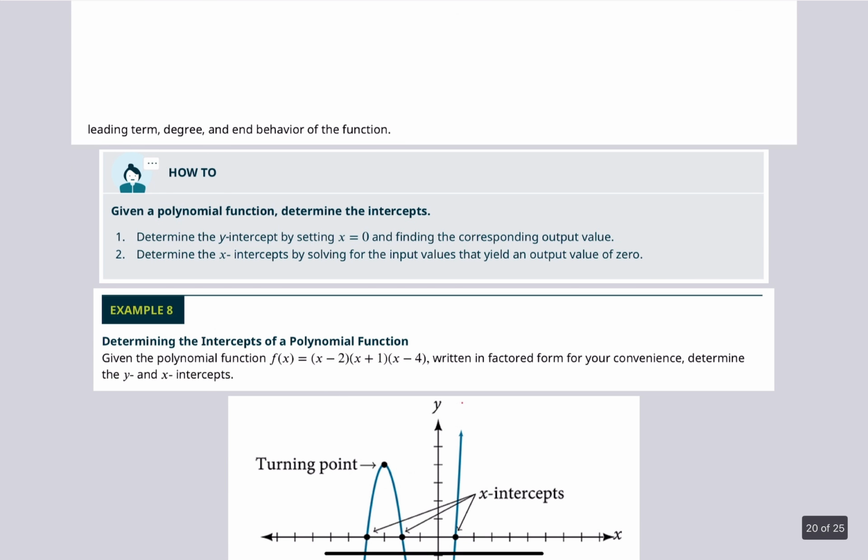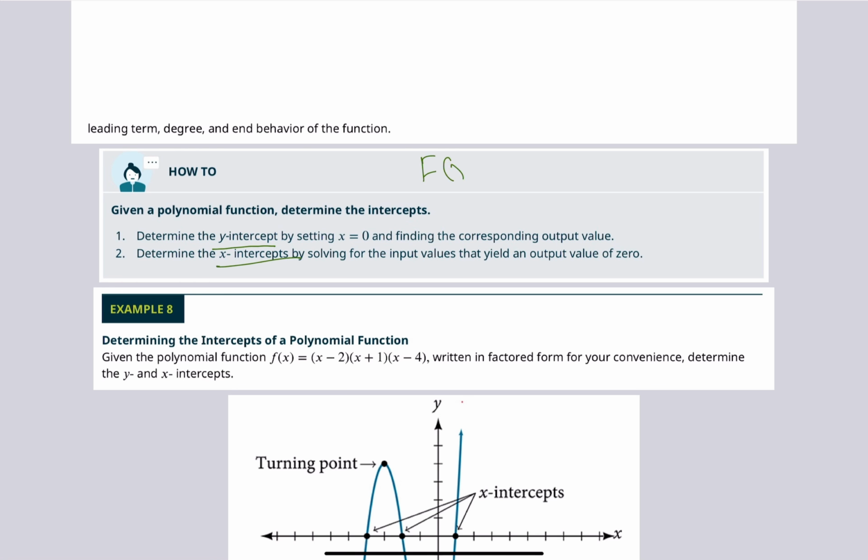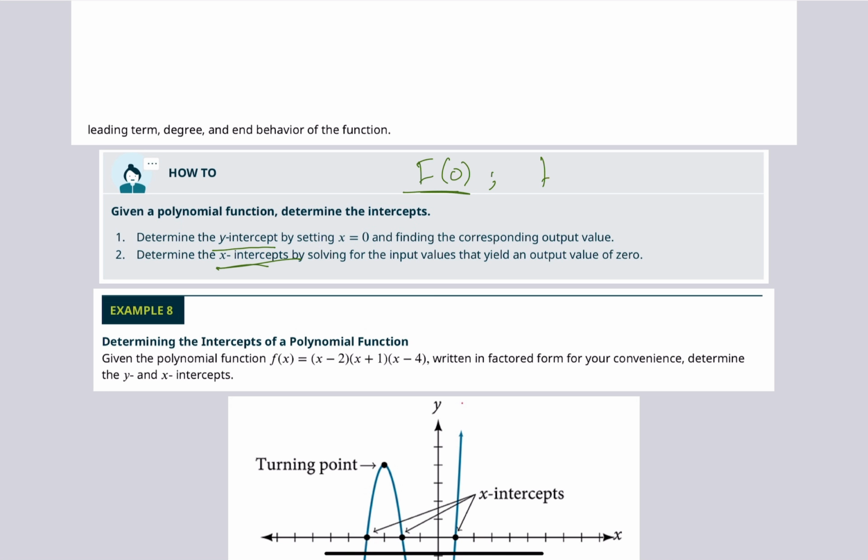Okay, how do I determine the y and x intercepts? Well, we know how to find the y-intercept, right? Y-intercept is plugging in 0 for x, right? This is the y-intercept. X-intercept is placing the function equal to 0 and finding the x's. Okay.